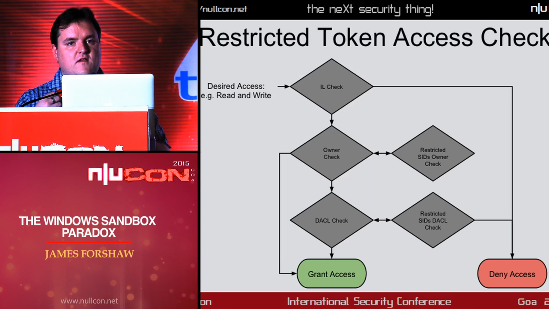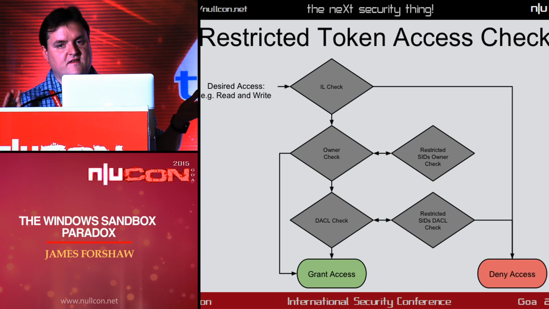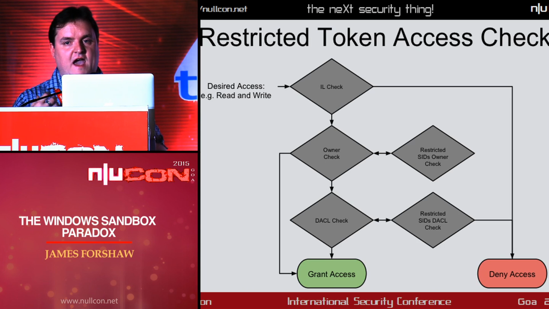So when you actually use a restricted token, the access check changes. It changes in such a way that it adds additional checks on top. So when you do the initial check, say for the access control list, you've not only got to meet the access control list check, but also this list of restricted security identifiers. And this two-pass operation makes it actually quite restrictive, and it reduces the amount of actual access you need.